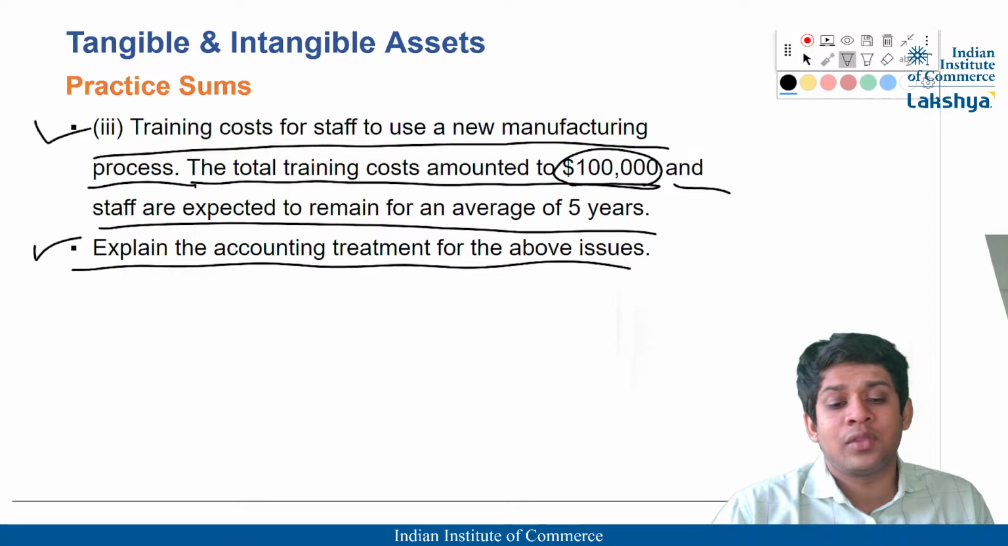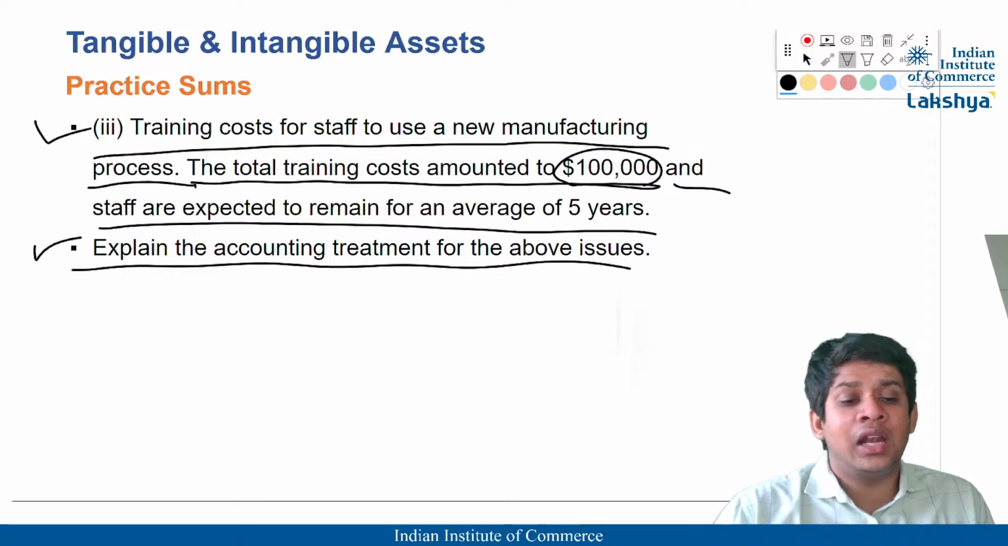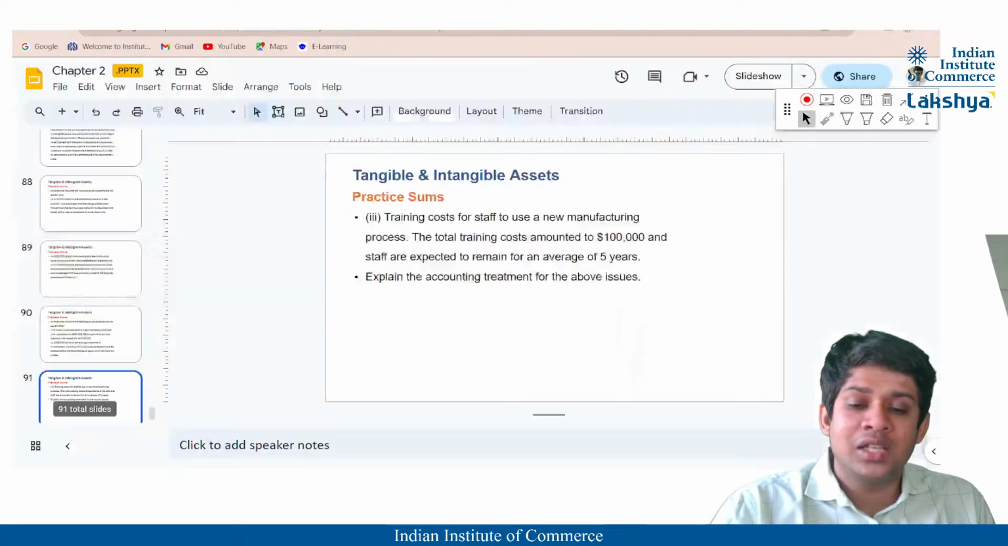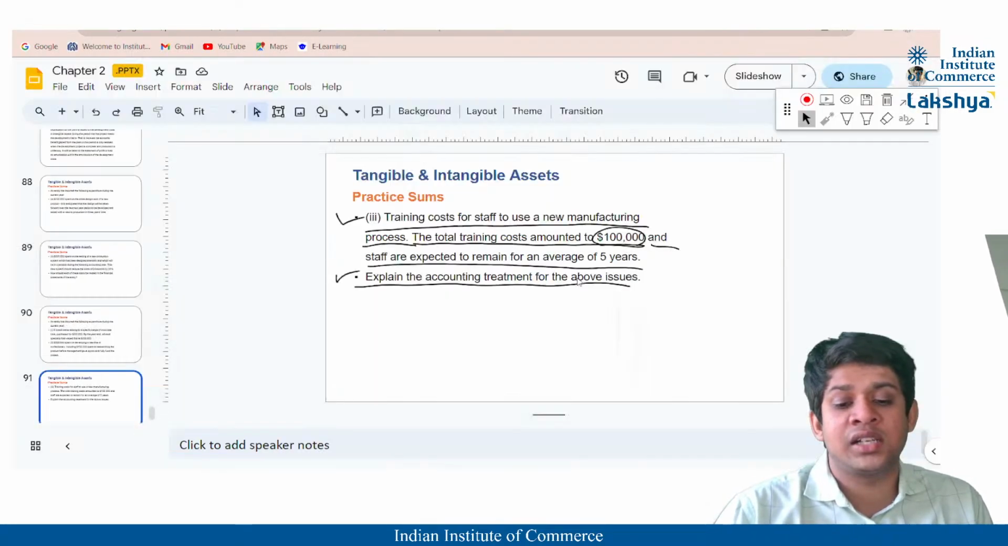So in such a case, this $1 lakh incurred on the training cost, any training cost, will never be capitalized as an intangible asset or even as a tangible asset, because we do not have control over our employees. Okay, so I hope this part is clear to you all. With this, IAS 38 Intangible Assets comes to an end. I hope you all have understood everything from start to end.